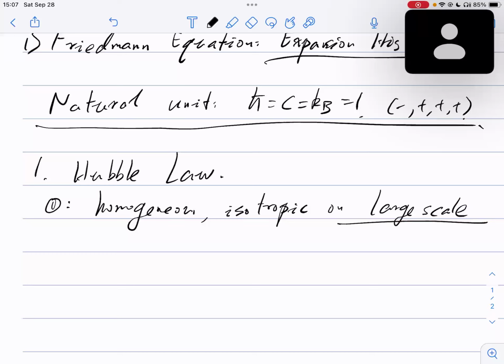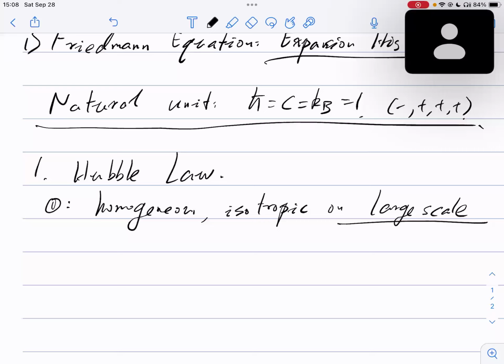This large scale is very important, because if you turn to a smaller scale, you will find the universe is absolutely not homogeneous and isotropic. For example, there exist galaxies and suns and the Earth. But if we turn to a sufficiently large scale, we will find the universe is homogeneous and isotropic.